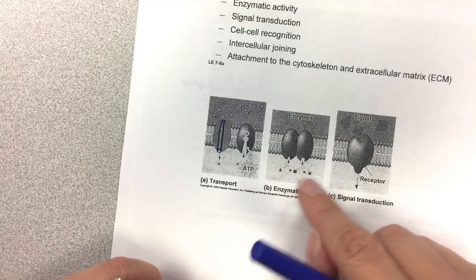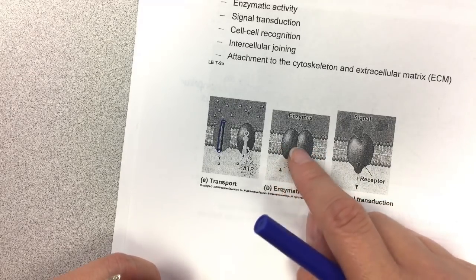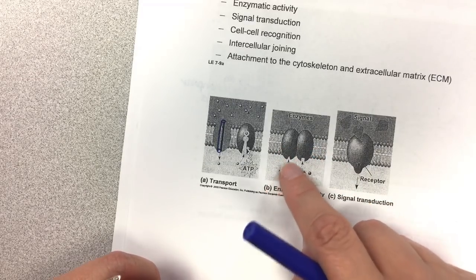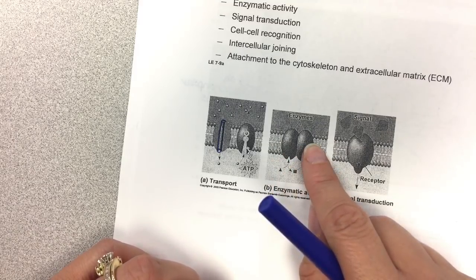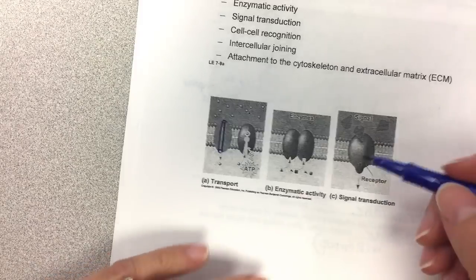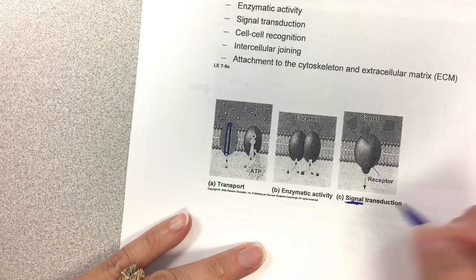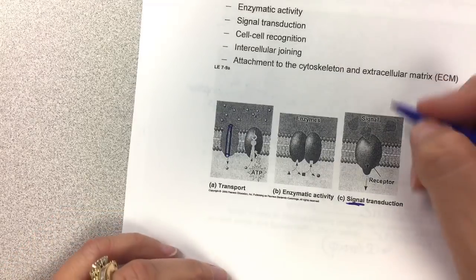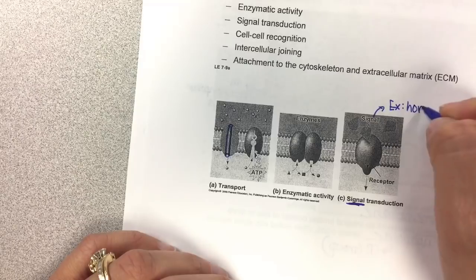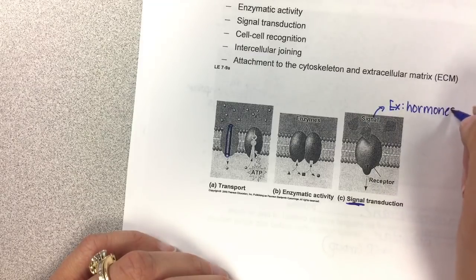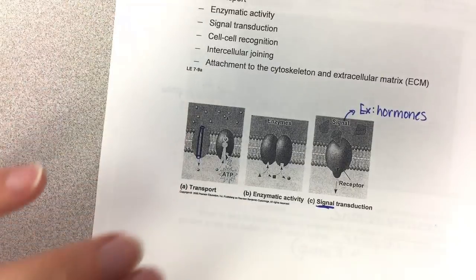Sometimes enzymes aren't free floating in the cell. Sometimes they're actually embedded in the membrane. So remember, enzymes speed up chemical reactions, and some of those enzymes can be a part of a cell membrane. Sometimes they're receptor molecules. They're involved in receiving signals from another cell. So an example of a signal is hormones. Hormones are molecules that are released from one part of your body and go to another part of your body.